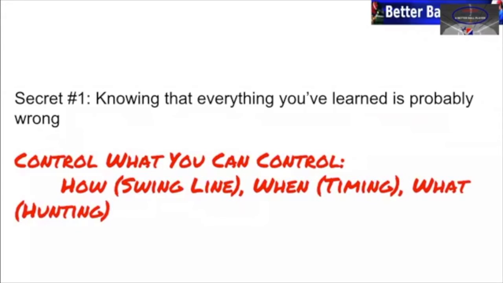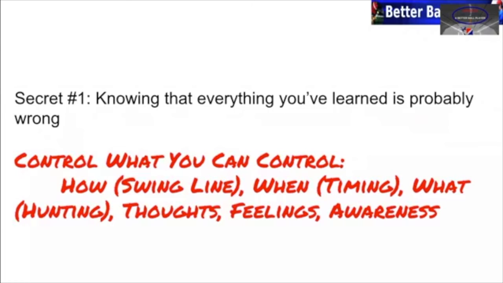You can control the what: hunting instead of reacting. What is the shape of the pitch you're looking for? Where's the location of that pitch you're looking for? What is the timing of that particular fastball or changeup or curveball? You can control your thoughts. What are you feeling today? Oh man, this guy is big. I'm 0 for 2 off this guy. I've struck out 3 times. This is just another one of those days. But you can control those thoughts. You can control your feelings. You can control the awareness of how you are moving. So all of that is very controllable.